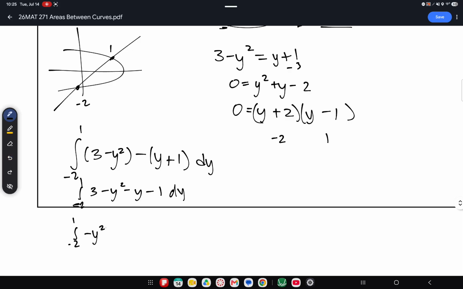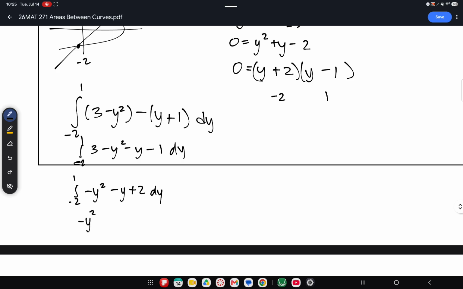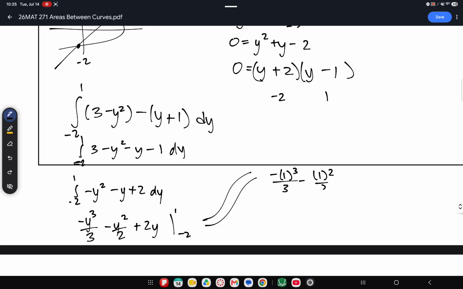So I have negative y squared minus y and then plus 2. And then I can integrate that. So negative y cubed over 3 minus y squared over 2 plus 2y. And we'll evaluate it from -2 to 1. I'm going to go up here. So -1 cubed over 3 minus 1 squared over 2 plus 2 times 1.